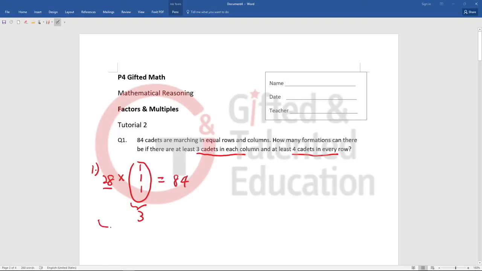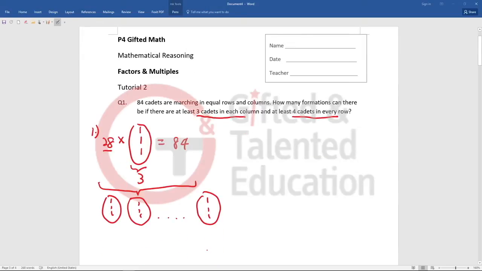So let us try to draw this out. We have one column of 3, 2 columns of 3, so on and so forth until we have a total of 28 such columns. And from here, we see that in every row, we would have a total of 28 cadets per row.